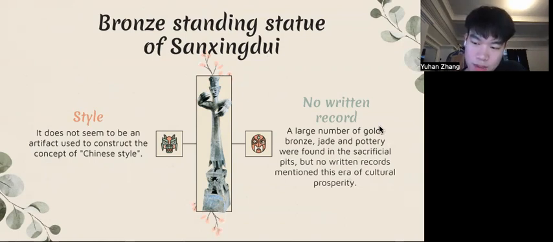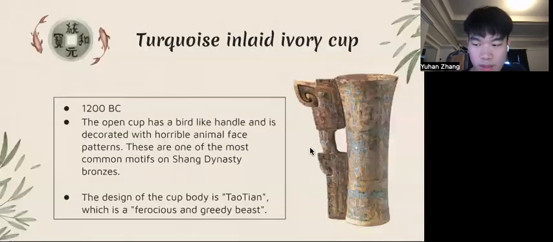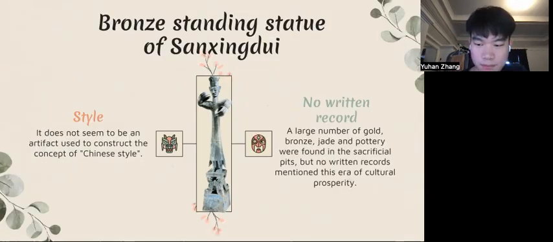This bronze statue is also used as a sacrificial ornament. It should have held a wooden or iron product in its hand, but it has been lost due to corrosion. Although there are no records of Sanxingdui culture in history, it's still sufficient to prove the statue was a burial object with strong religious color.